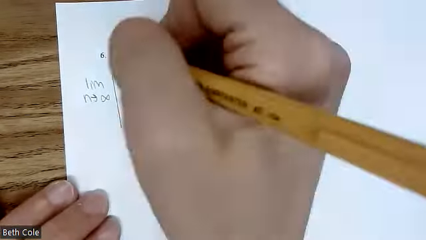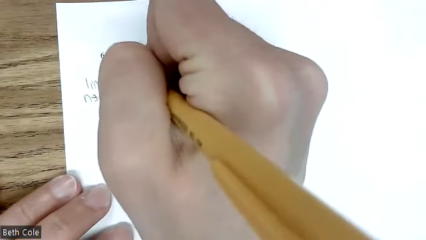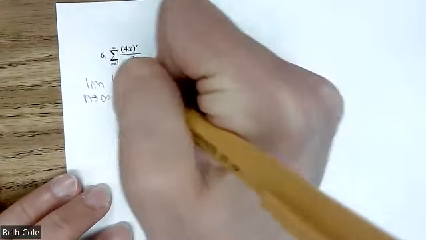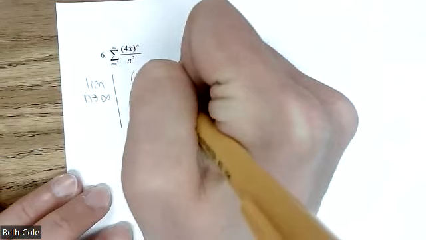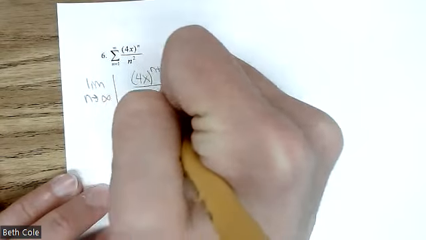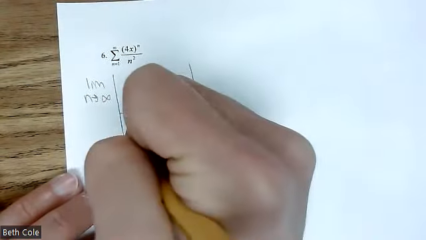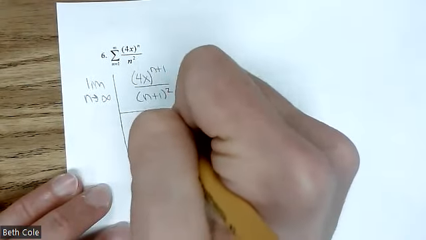All right, so plug in n plus 1. So it'll be 4x to the n plus 1 over n plus 1 squared. And then in the denominator, you're just going to copy that over.